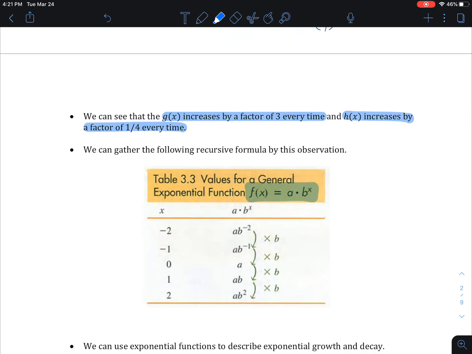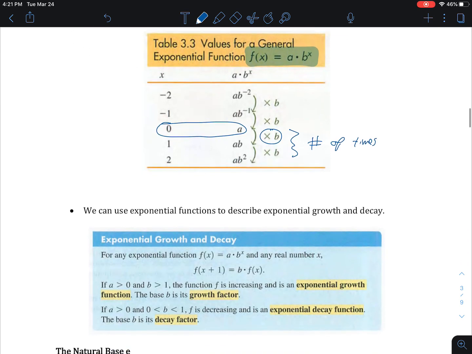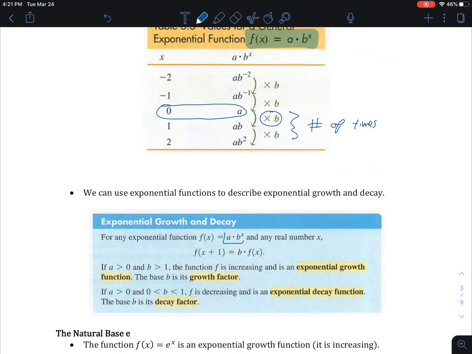Here's the general form right here, a times b to the x, where a is multiplied by b, and x is the number of times I'm going to multiply by b. It just says a times b^x. That's my recursive form of an exponential, and it's used to define growth or decay. So it's like carbon dating, basically.